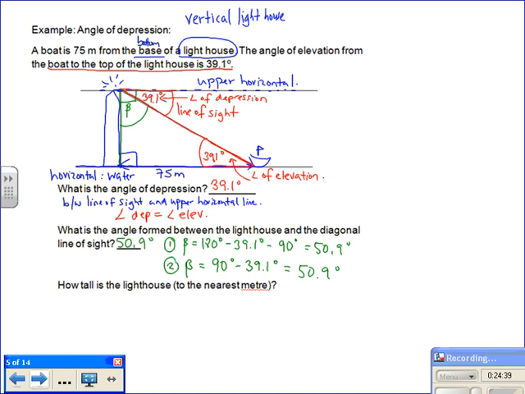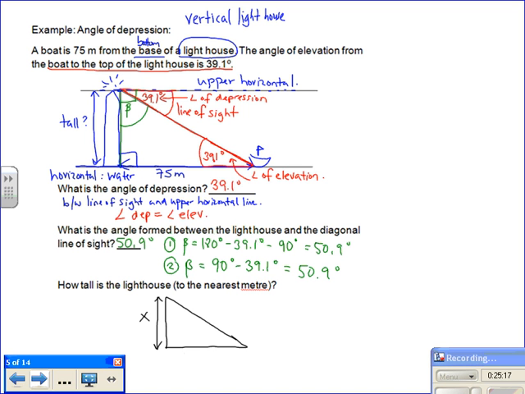Okay, finally, the last part of this question says, how tall is the lighthouse to the nearest meter? What I'm looking for now is this right here. How tall is that lighthouse? At this point, you have a lot of information on your diagram. I would draw a new triangle for ourselves that looks like this. Same thing, but with a little bit less writing. And I'm looking for this right here. Let's call it X, because that's the height of the lighthouse. That's what I want to know.